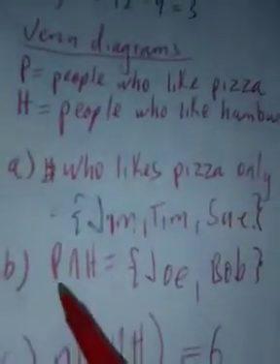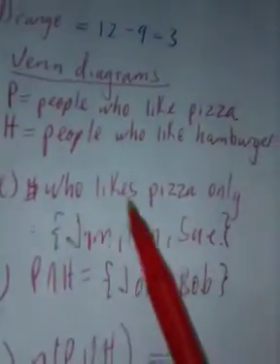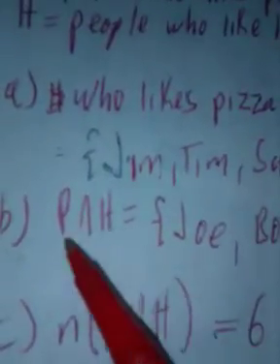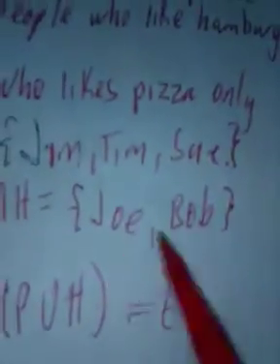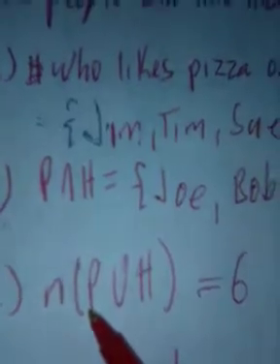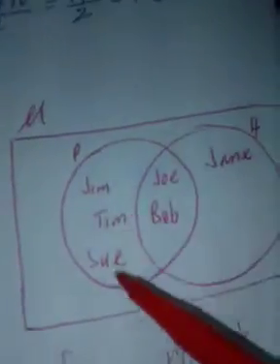1 second. Okay, real quickly. People who like pizza only are Jim, Tim, and Sue. See, these people only like pizza, right? People who like pizza and hamburger, P in section H, are just Joe and Bob. The number of people who like pizza or hamburger? Now this is a number 1, 2, 3, 4, 5, 6. So it's equal to 6.